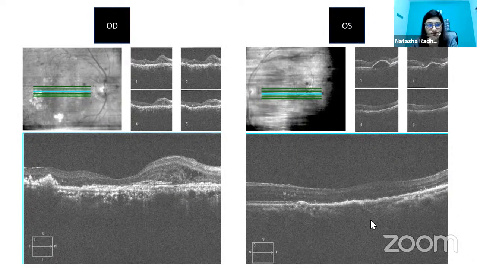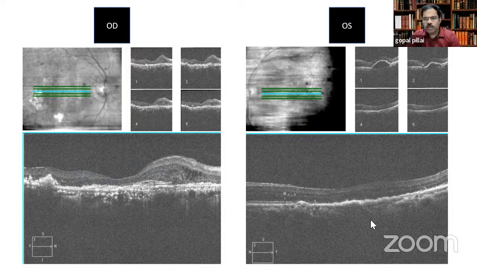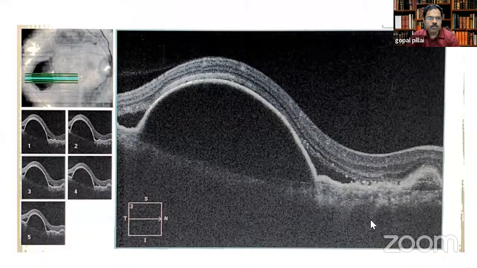Okay. The left eye, you can see that there is a pigment epithelial detachment in the scan number 1, which is not there in the center. 1 and 2, you have that. Okay. Anyway, this does not warrant much discussion. Can we go to the next slide? Yeah. Can we talk about this?